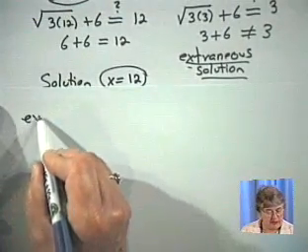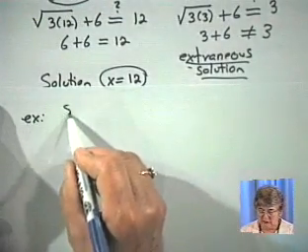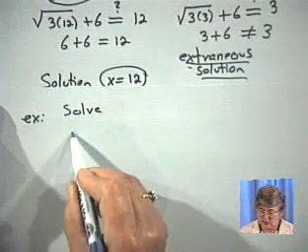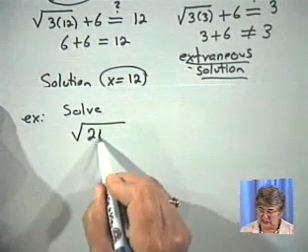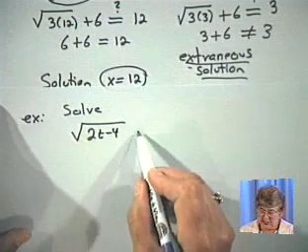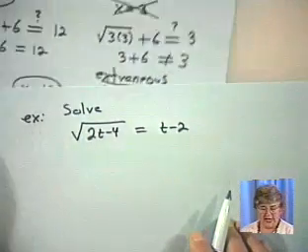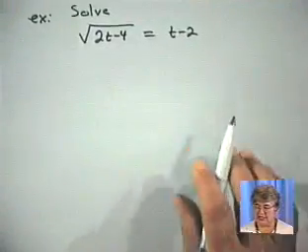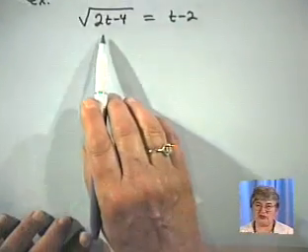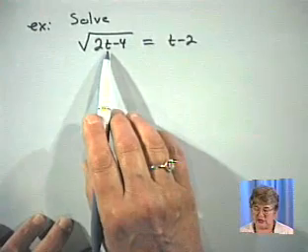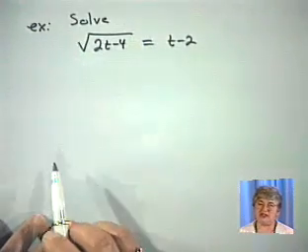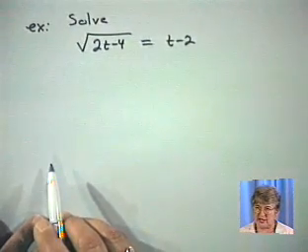Suppose we have the following. Solve the square root of 2t minus 4 equals t minus 2. Okay, we've got a square root. Well, that means that we need to eliminate that square root, and to do that, let's isolate it on one side of the equation, but it's already isolated, so we don't need to do anything else with that.